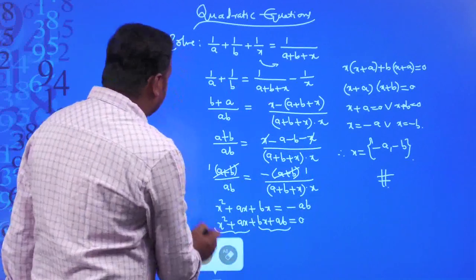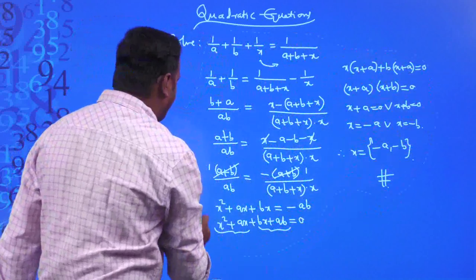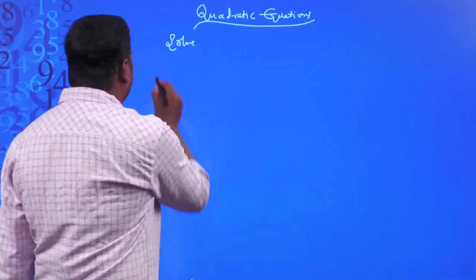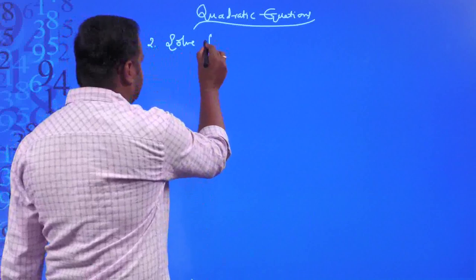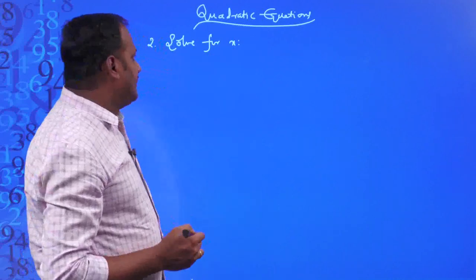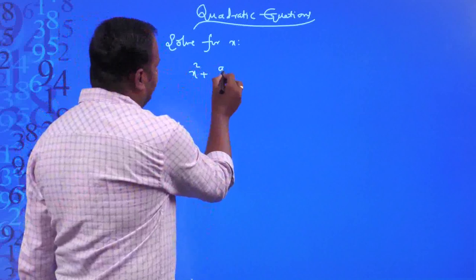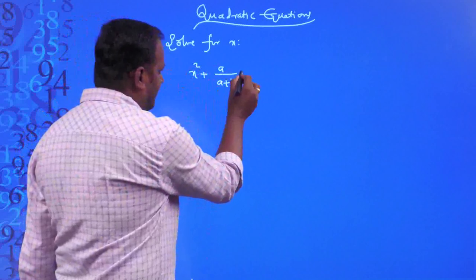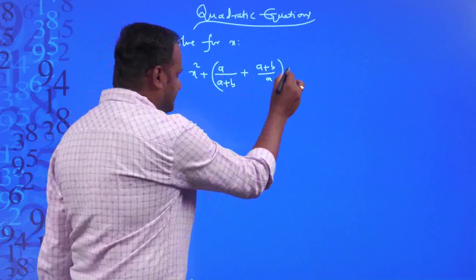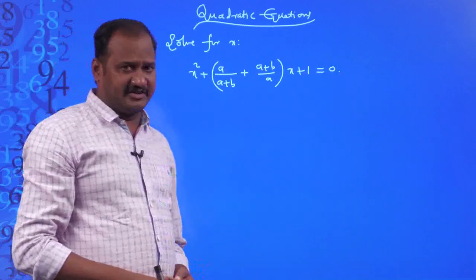Okay, let us move on to the next example, that is question number 2. Solve for x. Of course, the previous one was also solving for x only. x square plus a divided by a plus b plus a plus b divided by a times x plus 1 is equal to 0. I am going to solve this quadratic equation.